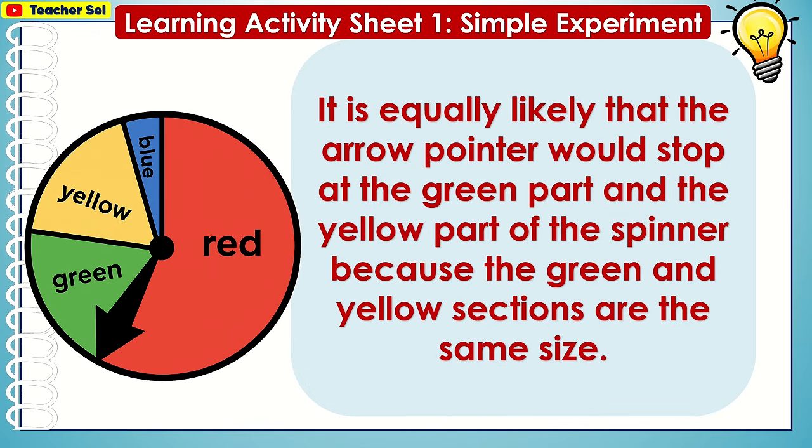It is equally likely that the arrow pointer would stop at the green part and yellow part of the spinner because the green and yellow sections are the same size.